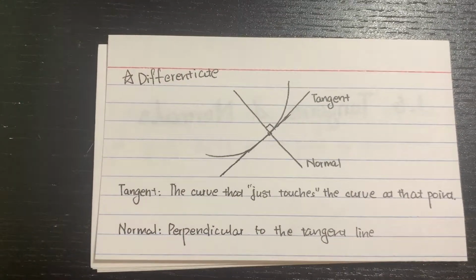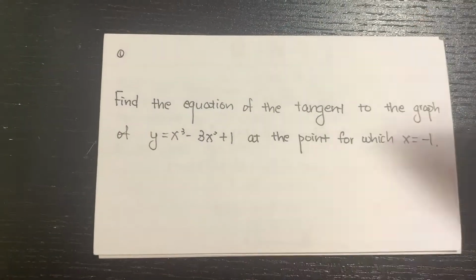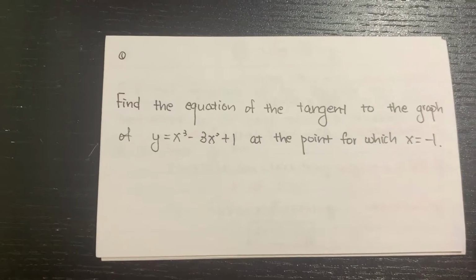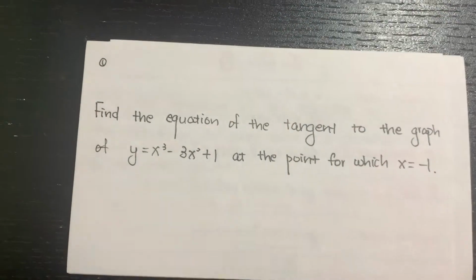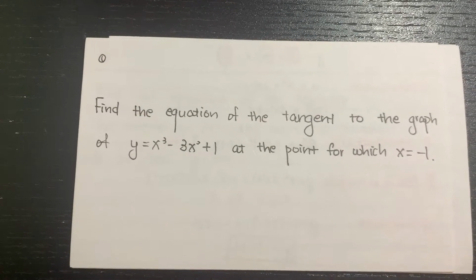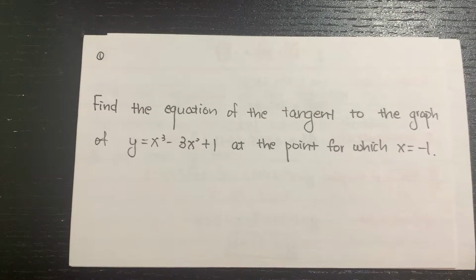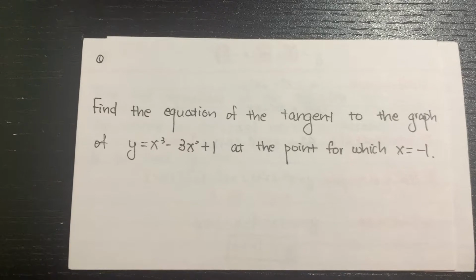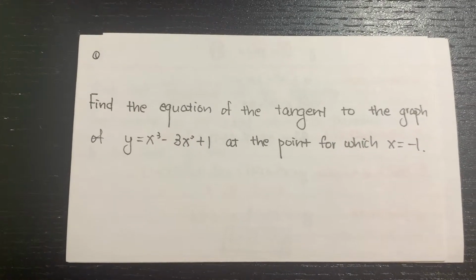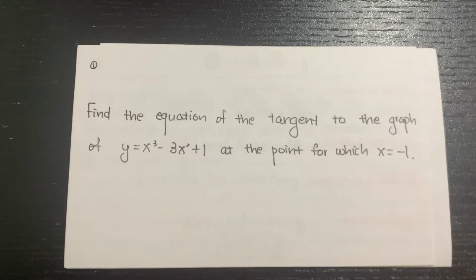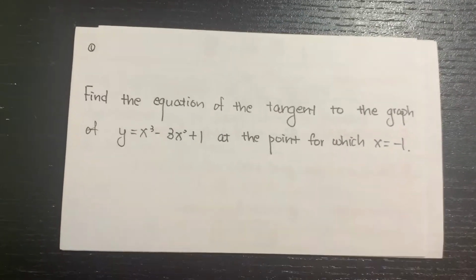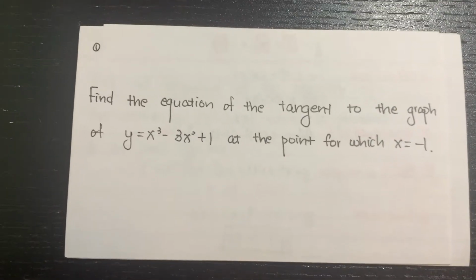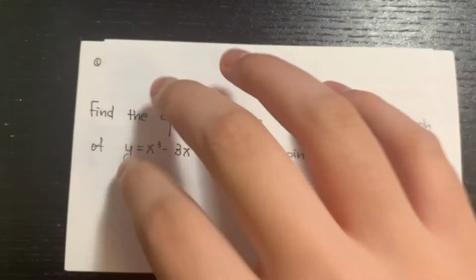So without further ado, we're going to jump into the questions and see how we should do it. First of all, find the equation of the tangent to the graph of y equals x cubed minus 3x squared plus 1 at the point for which x equals -1. I haven't introduced any equation or formula yet, so we're just going to use this as an example.